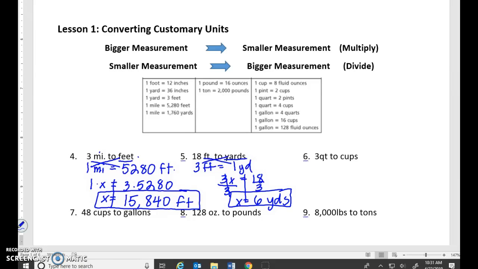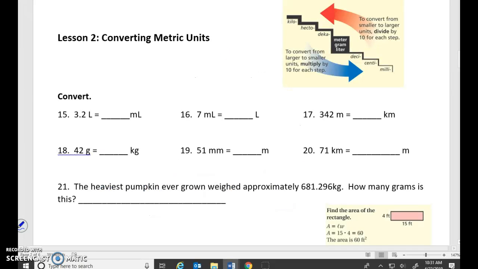Okay, now I'm going to move on to lesson 2. Okay, lesson 2. I'm converting metric units. What should I always write at the top of my paper to help me remember the order of the metric units? King Henry doesn't usually drink chocolate milk.